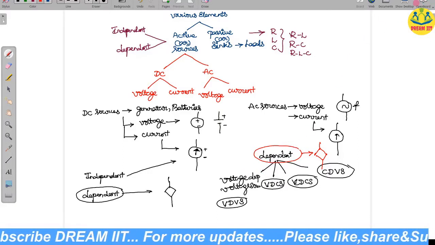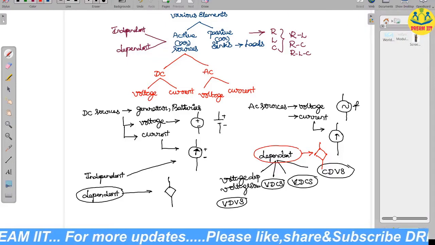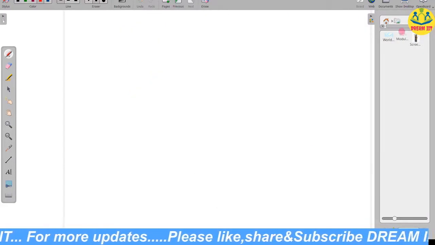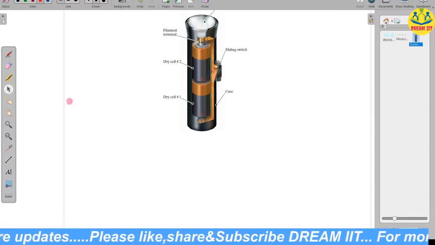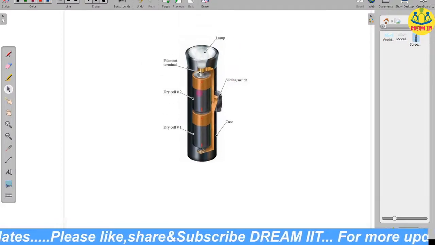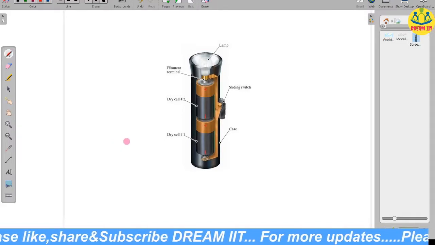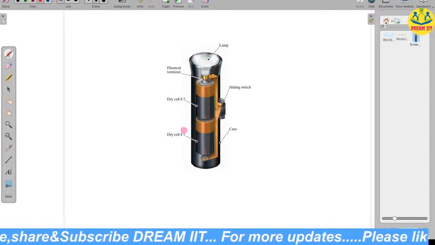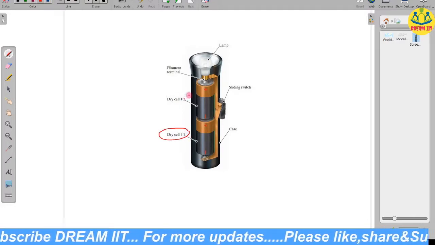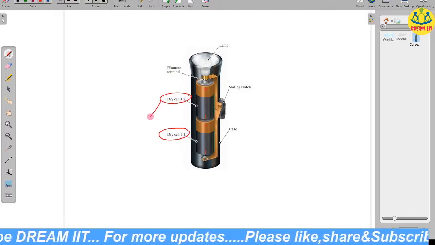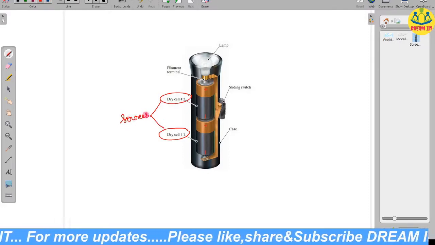Now, as I told in the last class, I will show the diagram of the torchlight. Are you able to see it now? If you observe here, what are the sources? First we are having cells, these are called the sources. These two are the sources.